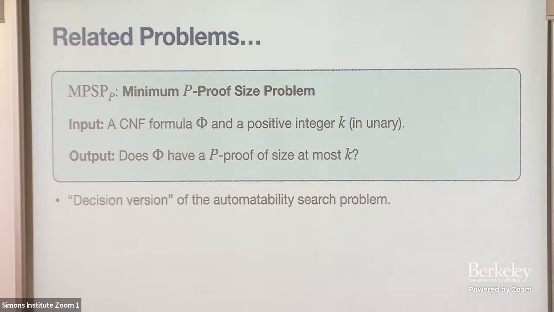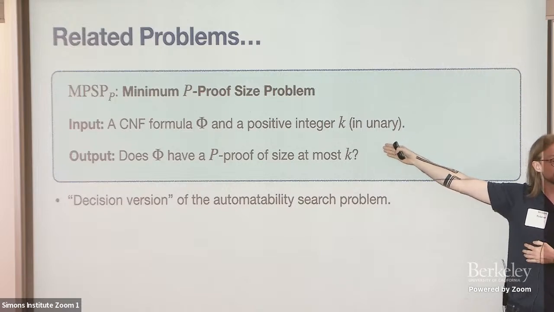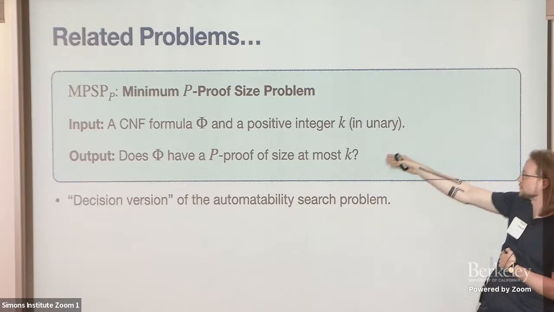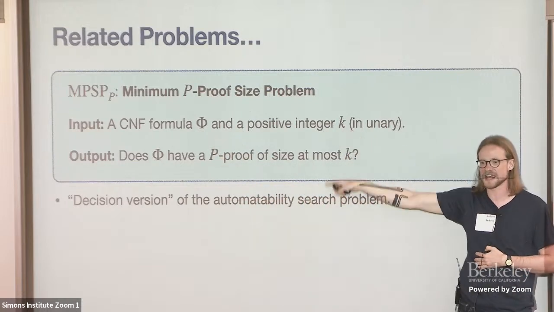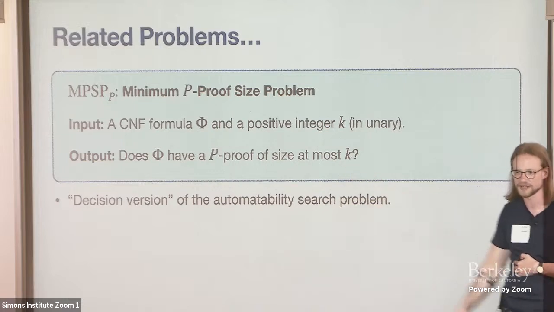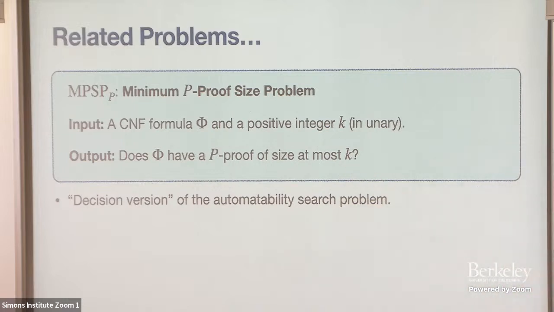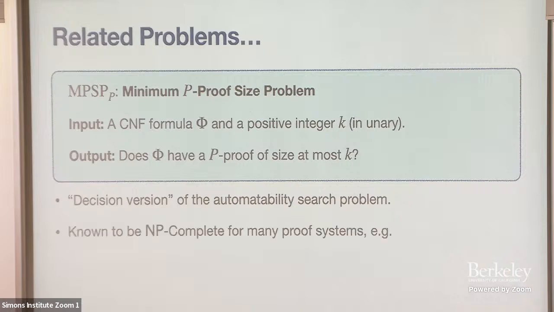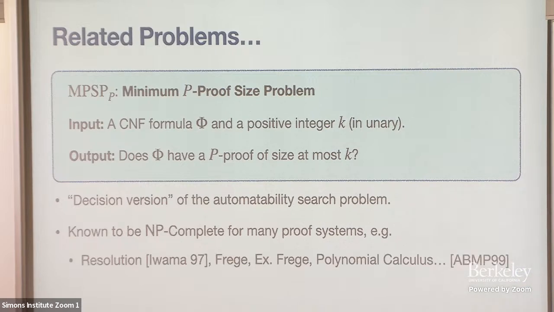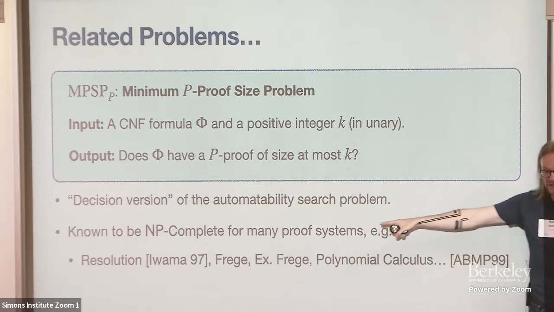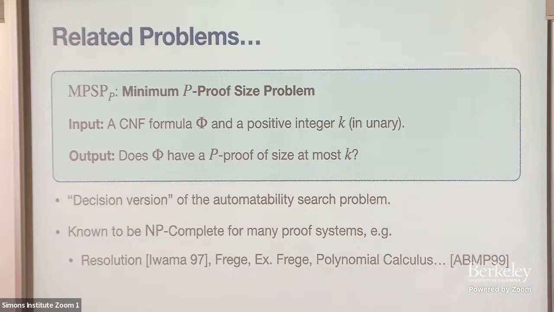And so one can ask, okay, well, is this problem hard? Well, clearly it's in NP. If you give me a formula, I can just guess the proof, check that its length is at most K, and then verify that it is a P proof by just checking. So it's obviously in NP. But the interesting thing about this problem is that it's actually known to be NP-complete for many proof systems. And this has been known all the way since the 90s. So for resolution, for instance, Iwama proved in '97 that it's NP-complete to find such a thing. And for stronger proof systems like Frege, extended Frege, and polynomial calculus.